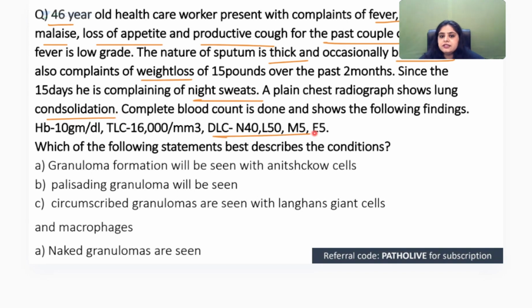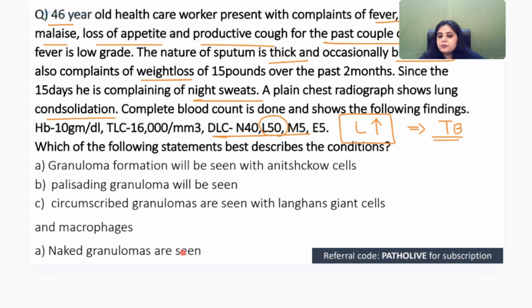When I look at the DLC, never let monkey eat bananas. Is it in the descending order? No. I can see the lymphocytes are increased. The lymphocytes are high. Do you expect the lymphocytes to be high in a case of tuberculosis? Yes, it can be high in a case of tuberculosis. So when I'm talking about TB, let us go one by one.